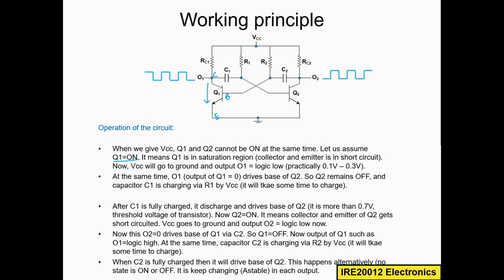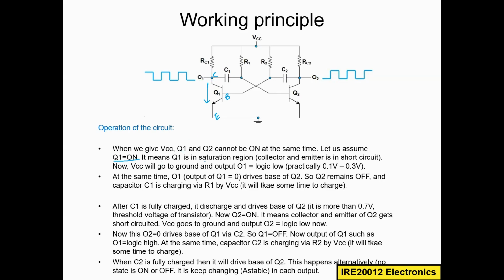Whatever this VCC is coming here will go to this node and then just go to the ground. So because of this, the current or the voltage level at this node, maybe we can call this O1, that is output one, is almost zero, because the current is flowing to the ground. Now we will see one by one.